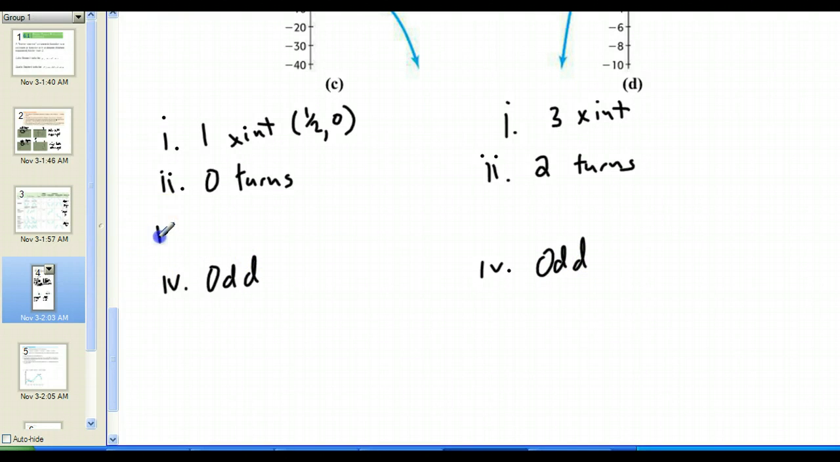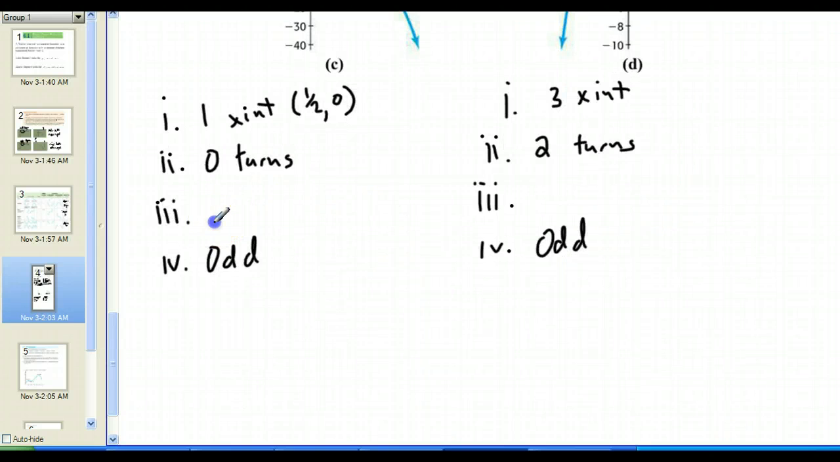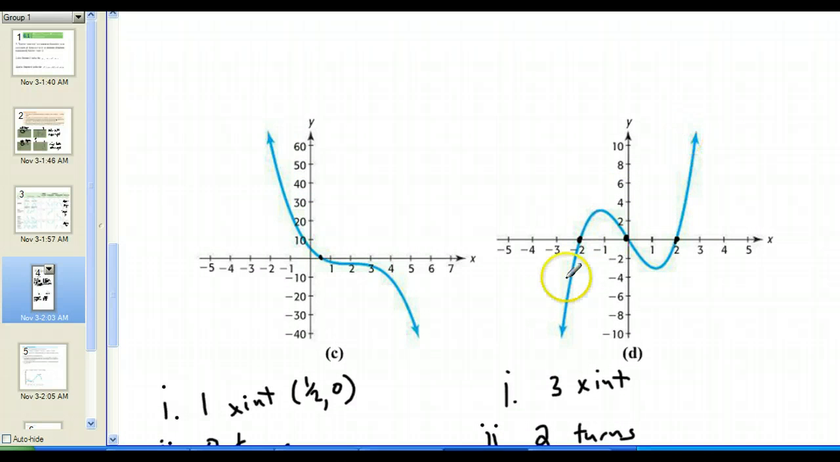And then for odd degree, if it falls to the left and rises to the right, then it's a positive leading coefficient. If it rises to the left and falls to the right, then it's negative. So for this one, we're rising left and falling right, so that's a negative leading coefficient. Rises left, falls right, that's negative. And then this one's positive because it does just the opposite of that. It falls left and rises right.